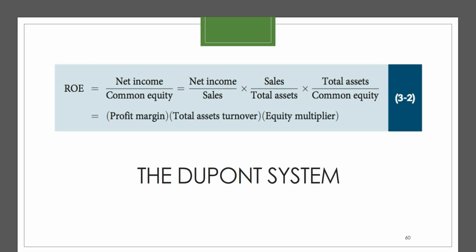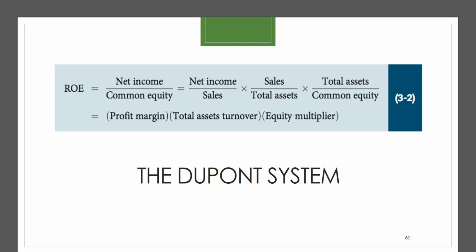So the DuPont system says that return on equity is equal to your net profit margin, multiplied by total asset turnover, multiplied by an equity multiplier. And so this tells you how these different components of a company are working together to produce return on equity. And it helps you to identify strengths and weaknesses and to look at your efficiency compared to different firms. And we can see how this works.